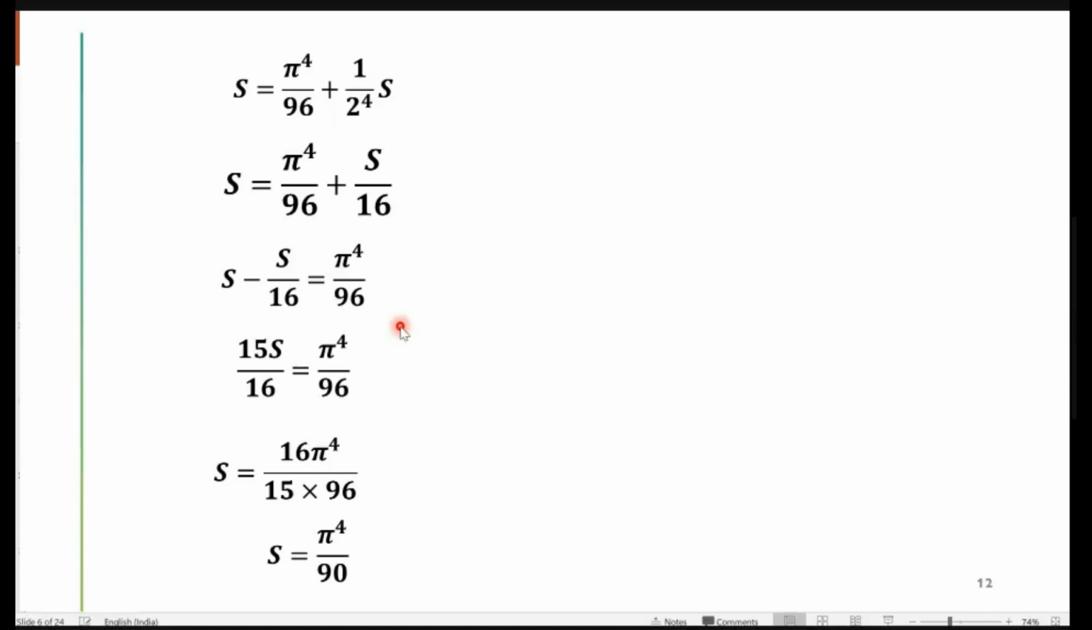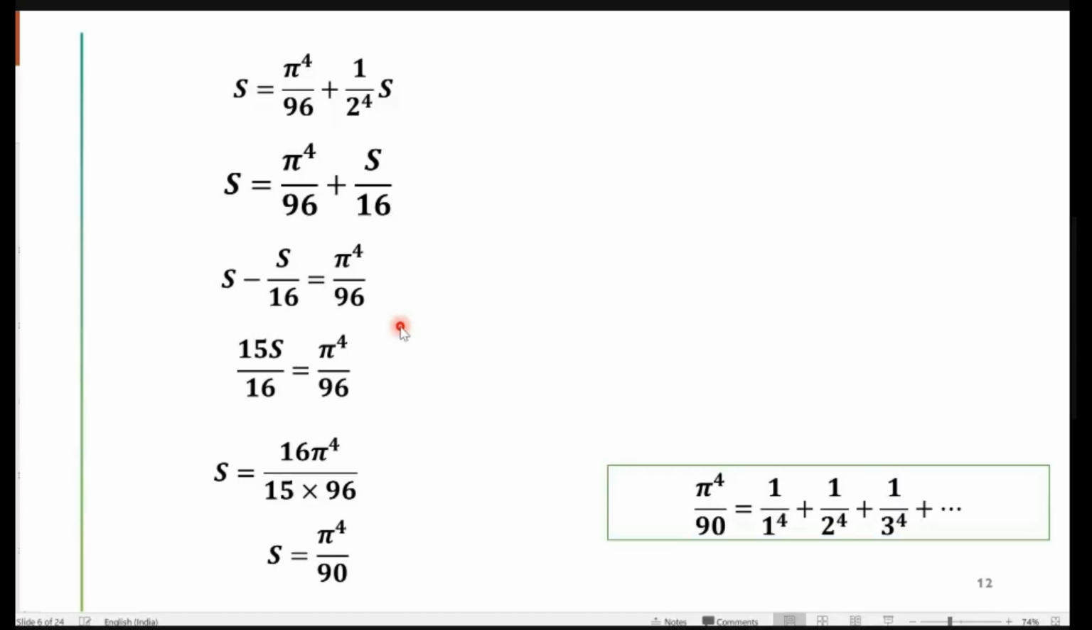Is it okay? 16 by 15 into 96, is it 90? Yes, okay. But S is equal to 1 upon 1 raised to 4 plus 1 upon 2 raised to 4, etc. So we can write the series to be equal to pi raised to 4 by 90.